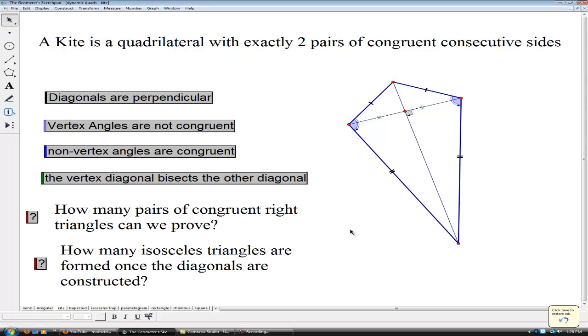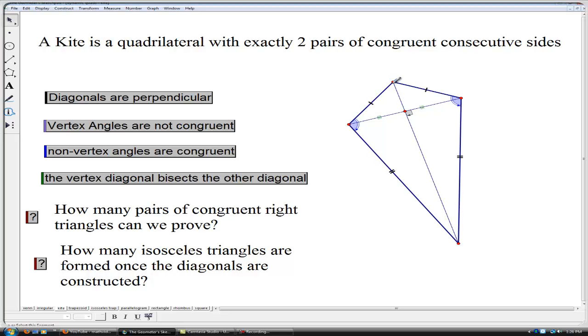How many isosceles triangles are formed once diagonals are constructed? Well, we get one isosceles triangle right here, where I could prove base angles are congruent. And there is a second isosceles triangle right here, where we could now prove that these base angles are congruent. Stay tuned, 2 more videos coming up.